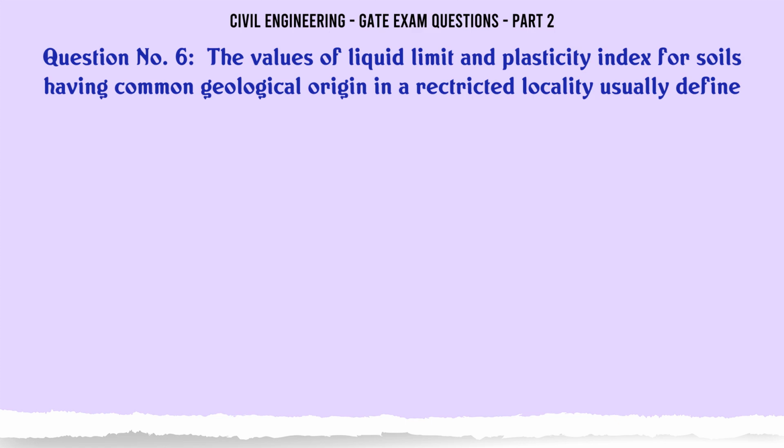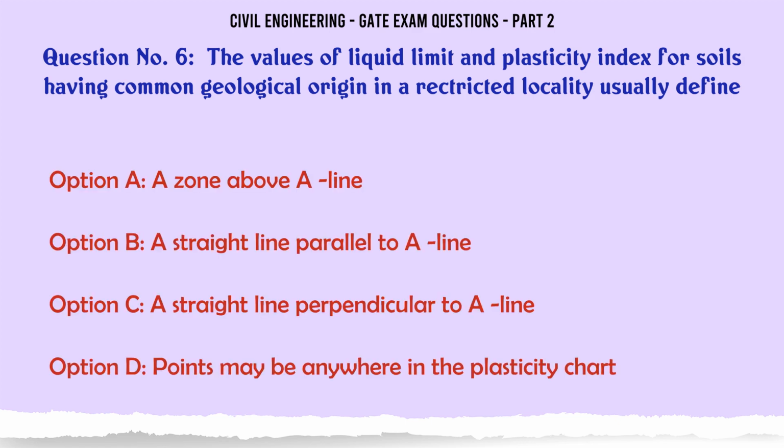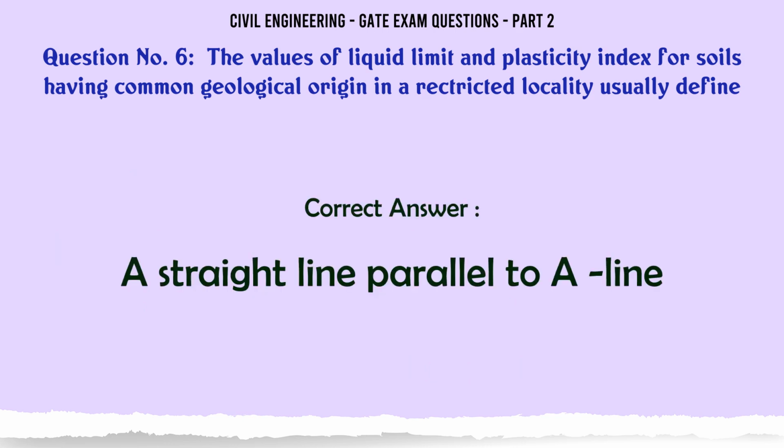The values of liquid limit and plasticity index for soils having common geological origin in a restricted locality usually define A zone above A line, B a straight line parallel to A line, C a straight line perpendicular to A line, D points may be anywhere in the plasticity chart. The correct answer is a straight line parallel to A line.